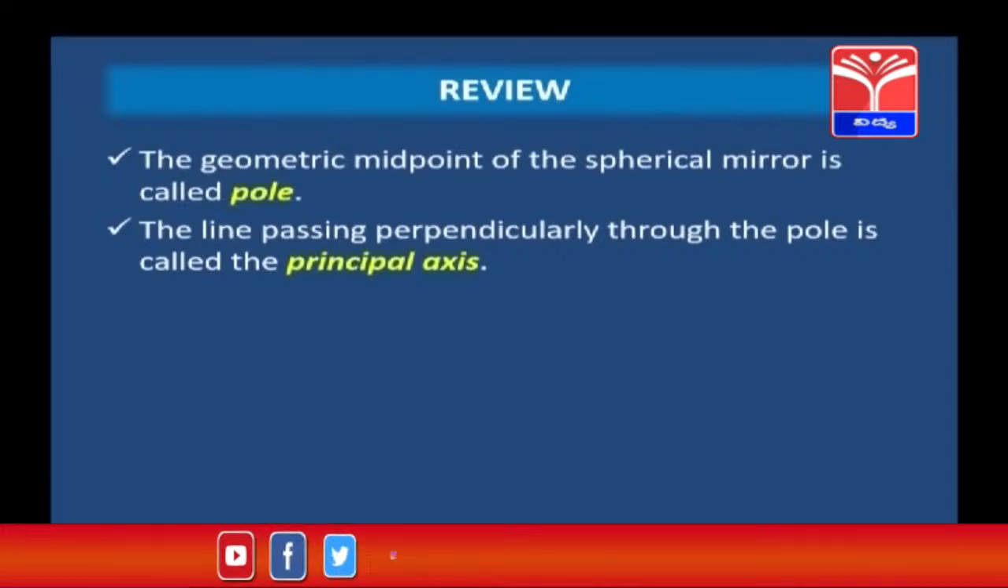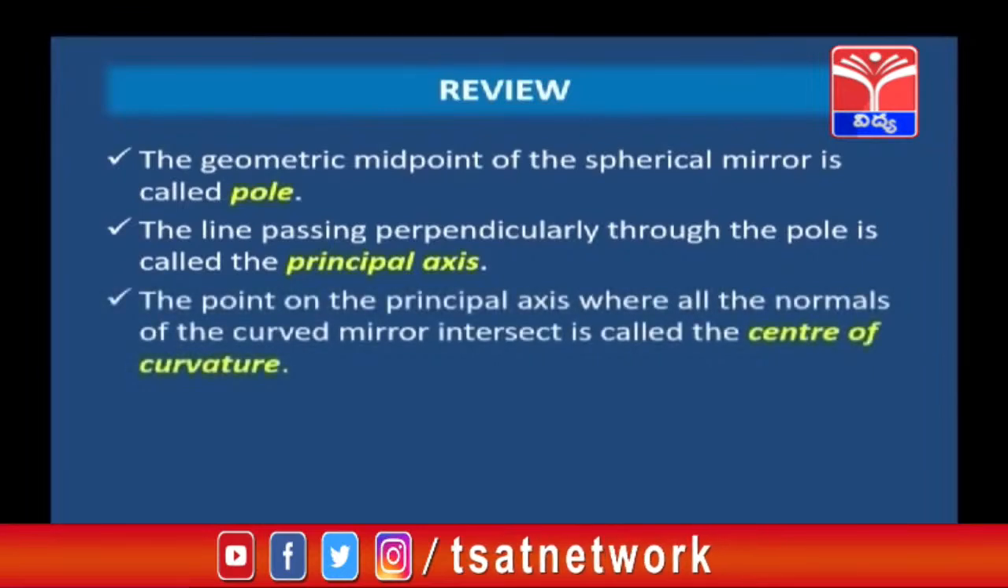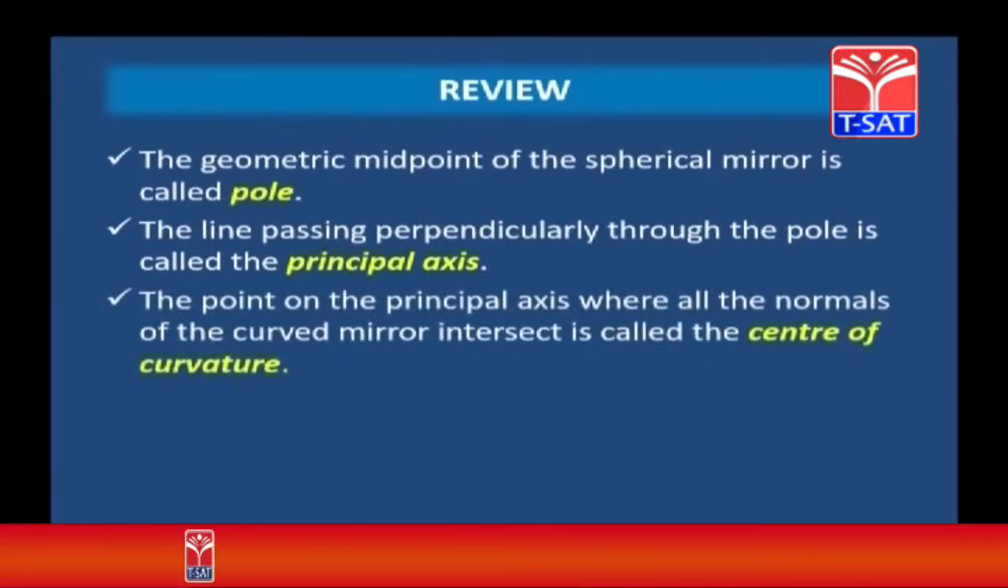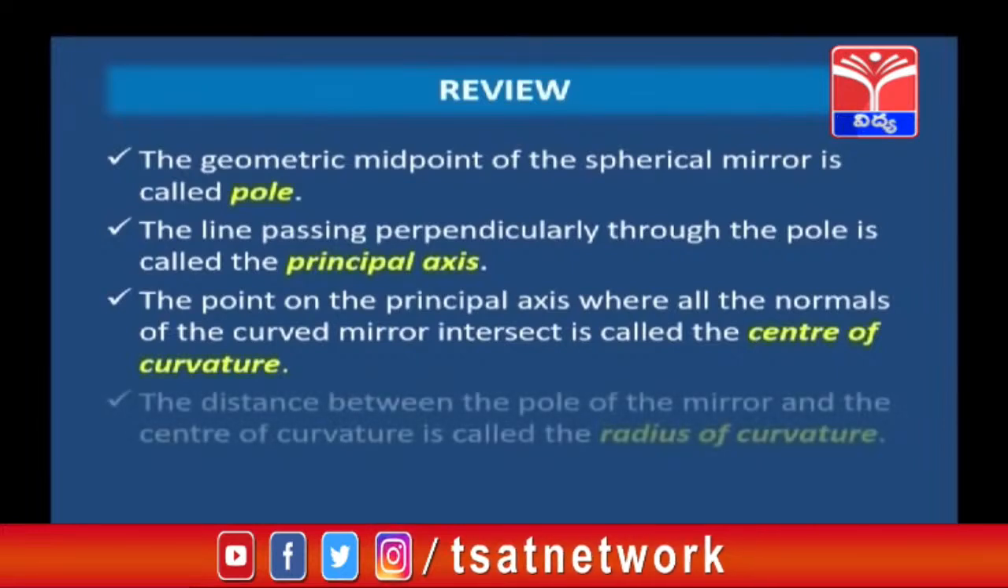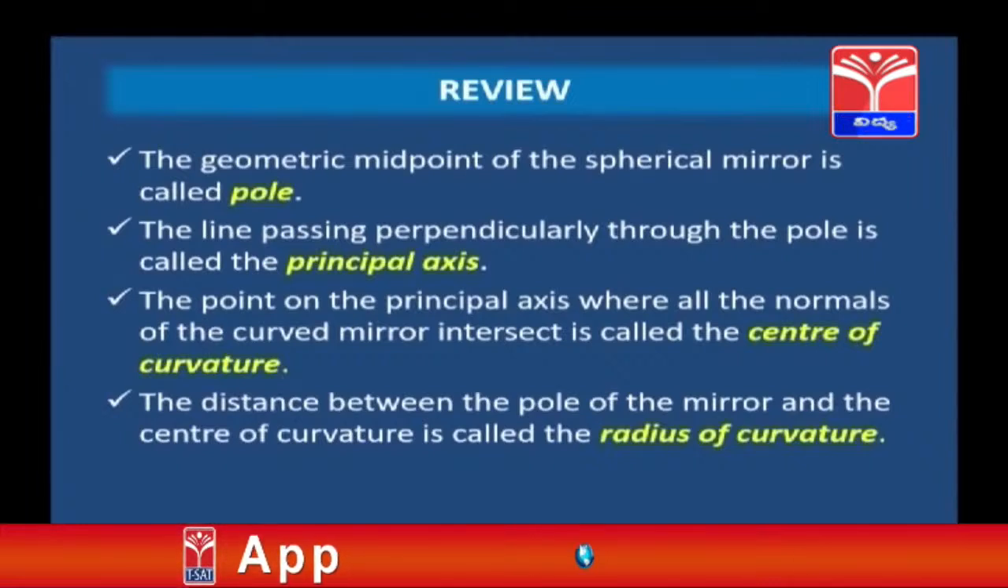The line passing perpendicularly through the pole of the mirror is called the principal axis. The point on the principal axis where all the normals of the curved mirror intersect is called the center of curvature. Yes children, this we have also defined as the center of the big spherical mirror from which the mirror is taken. Then we went on to discuss the definition for radius of curvature. The distance between the pole of the mirror and the center of curvature is called the radius of curvature.